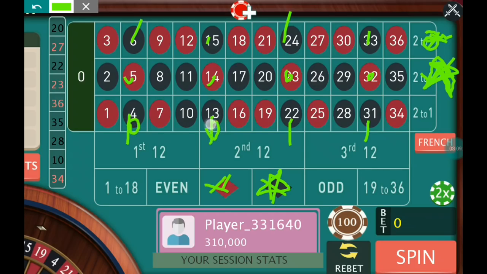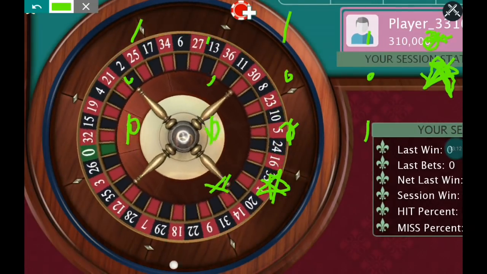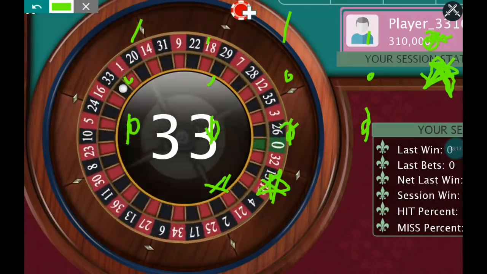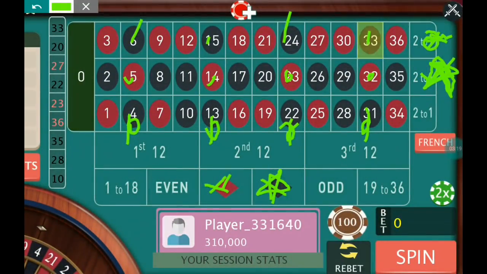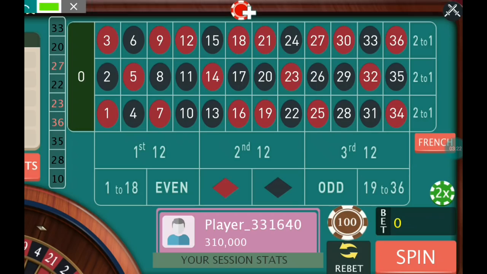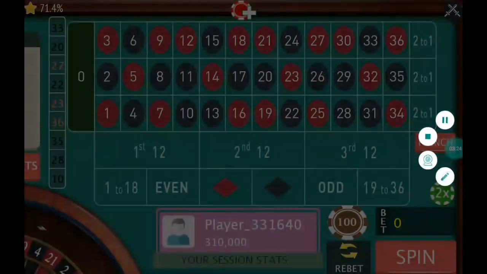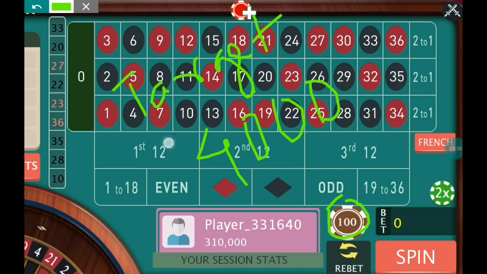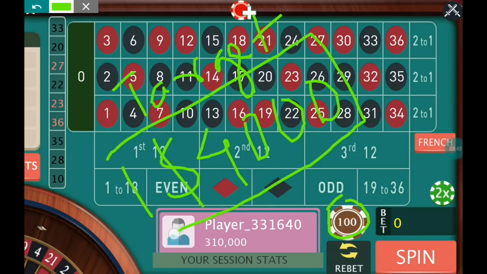This one, this one, this one, and this one. As usual, I will play with a 100 unit bet, and this time I have a bigger target, that is $4,000. Usually I play for a target of $2,000, but this is a high risk, high reward technique. That's why I have chosen a bigger target of $4,000.